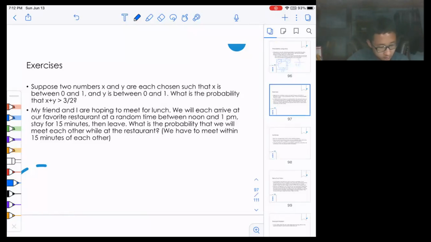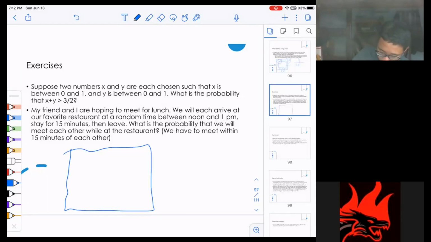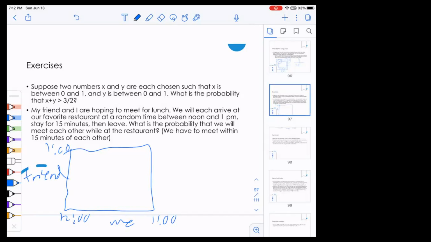All right, so let's draw the second one. Since it gives us the arrival and leave times, basically it says between noon and 1 p.m., so we're going to draw a unit square here. So 12, 1 o'clock. So me and my friend. Basically what this is asking is that we need to find the region of time where both of these people arrive within 15 minutes of each other.